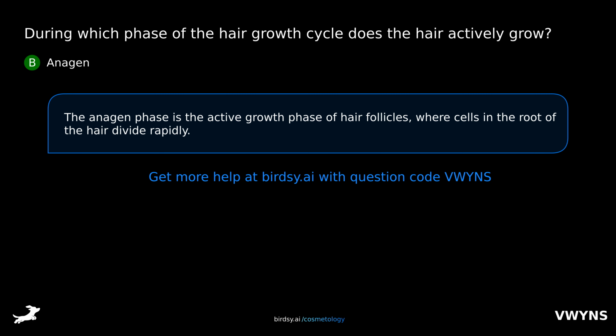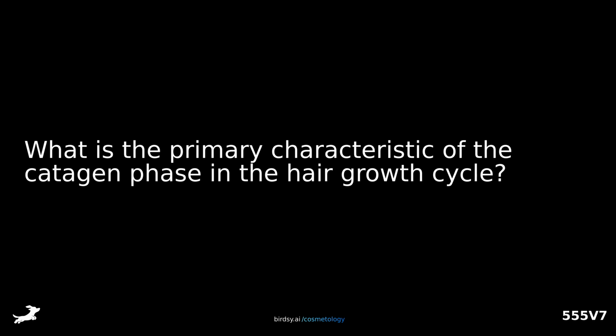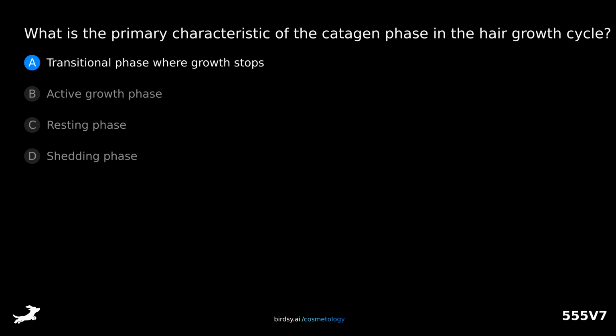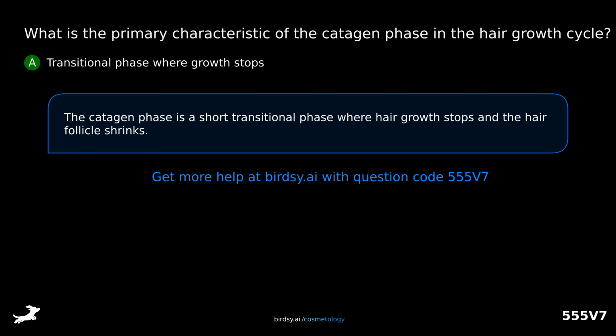The anagen phase is the active growth phase of hair follicles, where cells in the root of the hair divide rapidly. What is the primary characteristic of the catagen phase in the hair growth cycle? Is it A, transitional phase where growth stops, B, active growth phase, C, resting phase, or D, shedding phase? The answer is A, transitional phase where growth stops. The catagen phase is a short transitional phase where hair growth stops and the hair follicle shrinks.